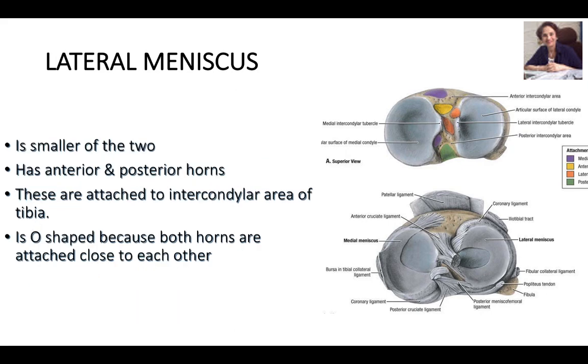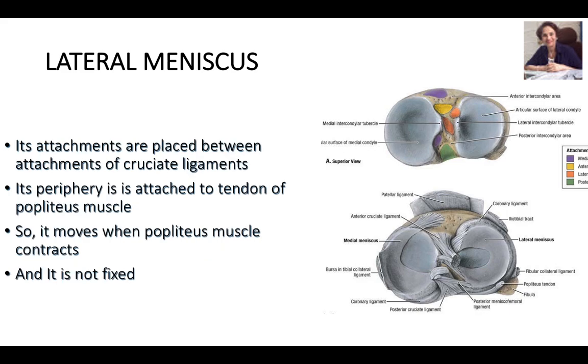Lateral meniscus is the smaller of the two. Its two horns are more or less of the same size. They are attached to the intercondylar area but close to each other, so it looks O-shaped. And the attachment is placed between the anterior and the posterior cruciate ligaments. The peripheral end of the lateral meniscus is attached to the tendon of popliteus. Now, the popliteus tendon moves along with the movements, and that is why the lateral meniscus is movable and it doesn't get crushed in the movements between tibia and femur.